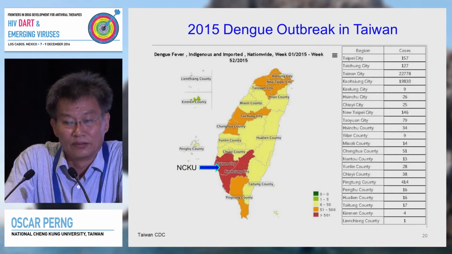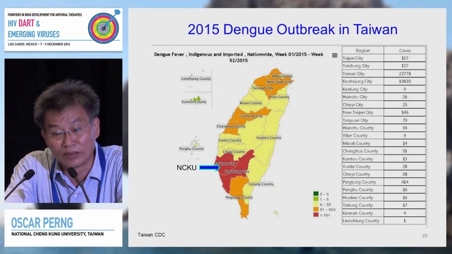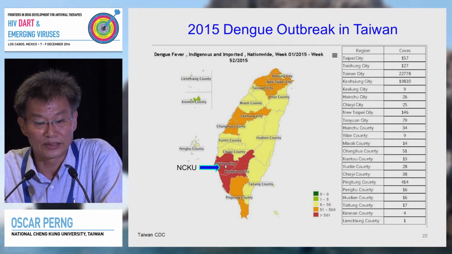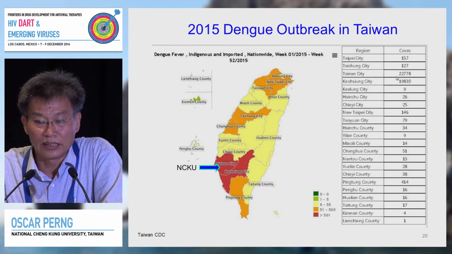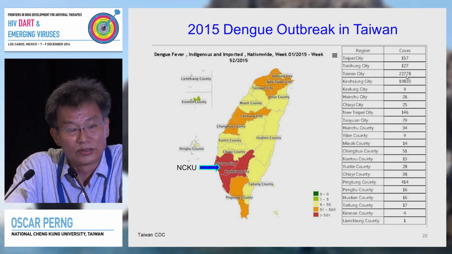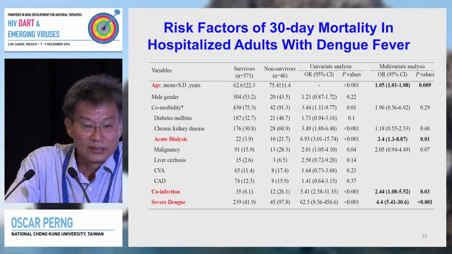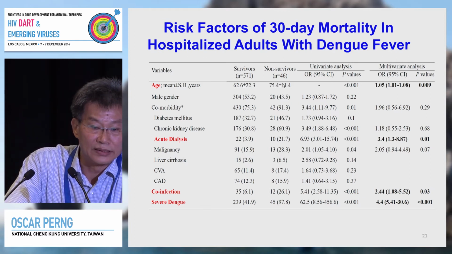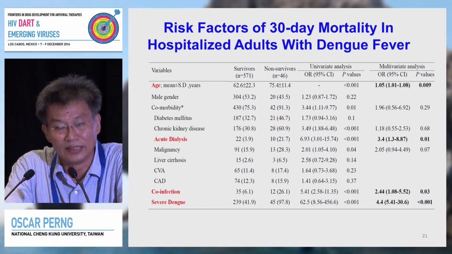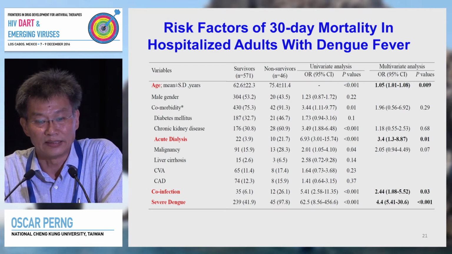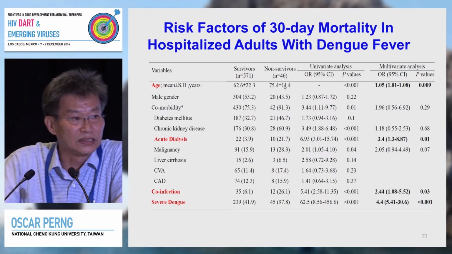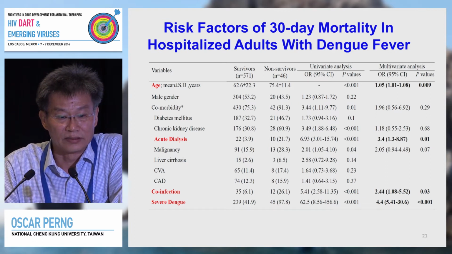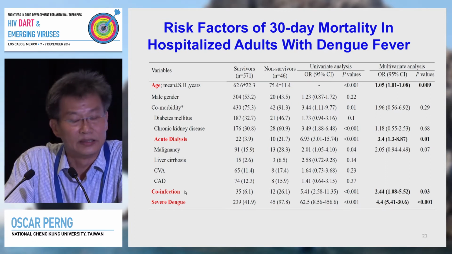Okay. For those of you who don't know where Taiwan is, this is Taiwan, very small. In 2015, we had a big dengue outbreak. Tainan, where my university is, is right here, in the heart of the disease. We had almost 23,000 cases in 2015. So what is the risk factor? The age. How many people died? All in all, 128 in our city died. The average age of those who died was 75 years old. It's very old. Okay, and among the non-survivors, co-infection is one of the keys here as well.